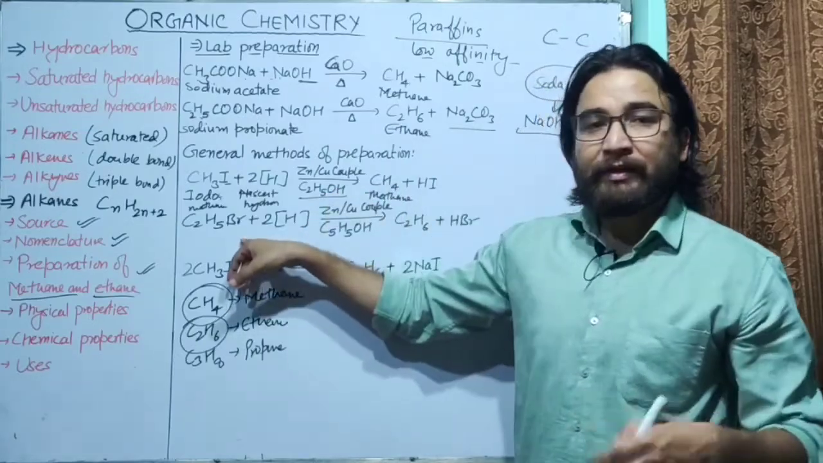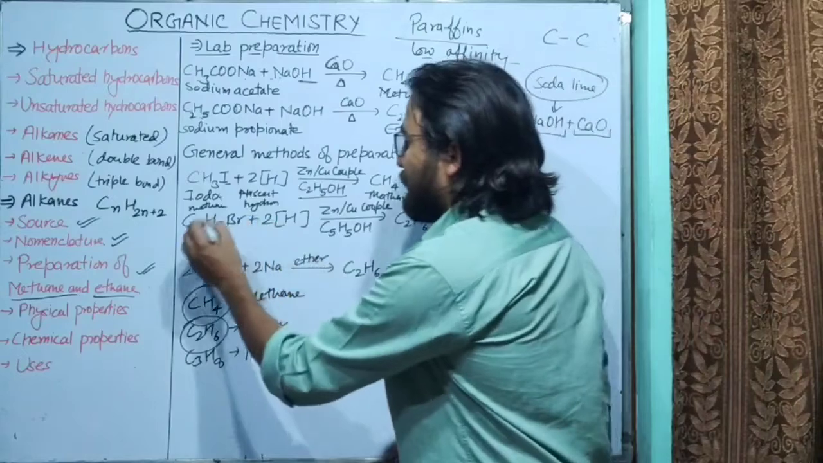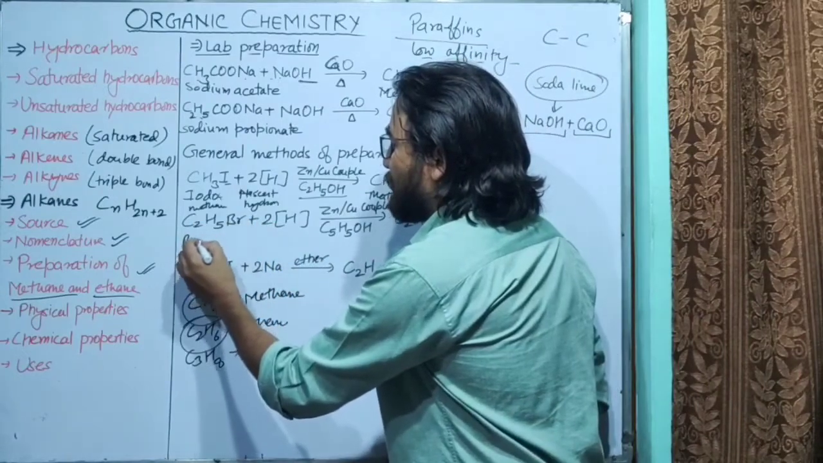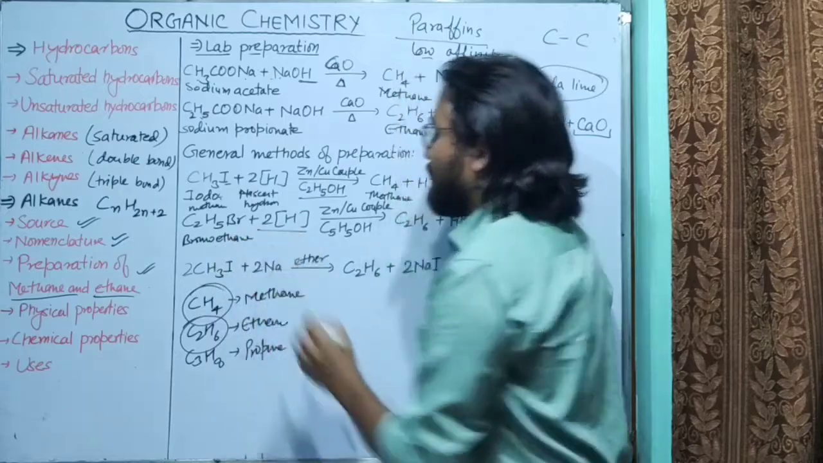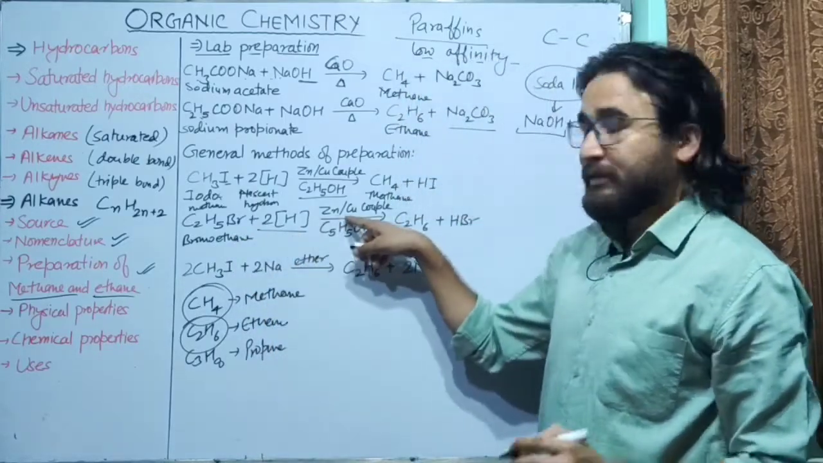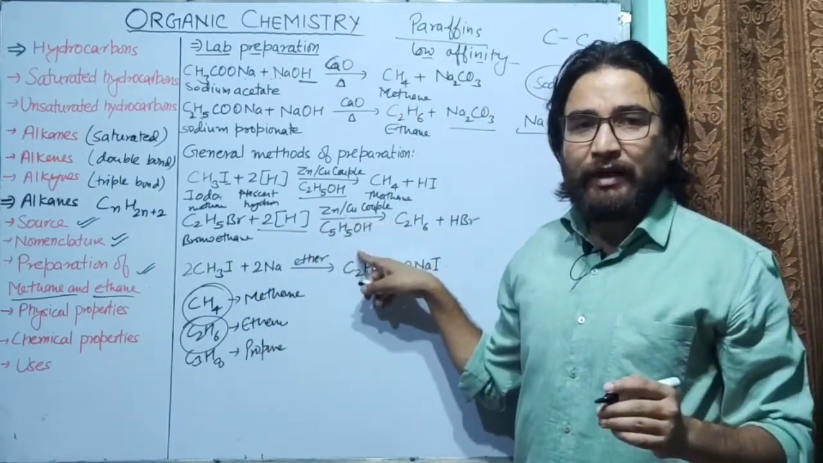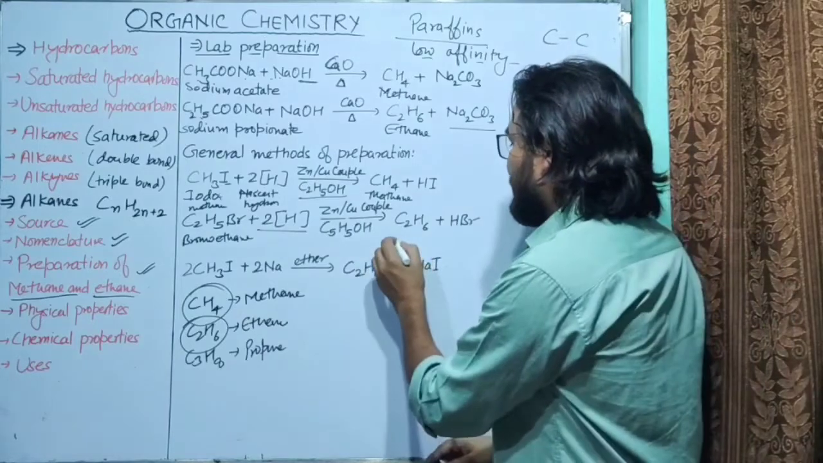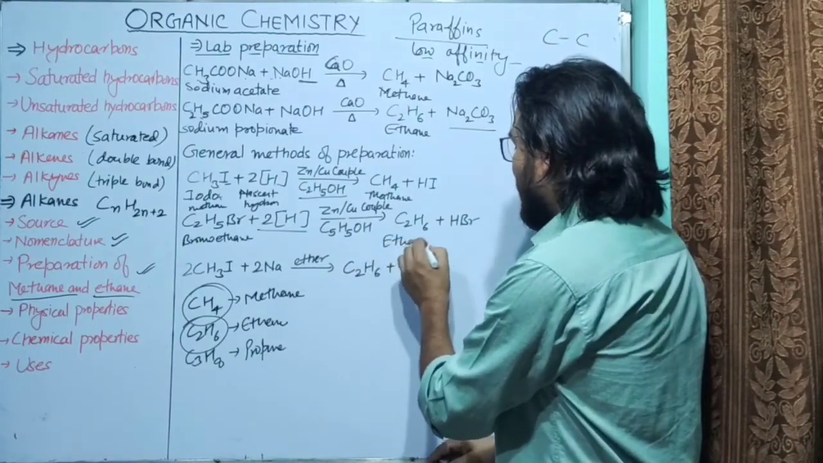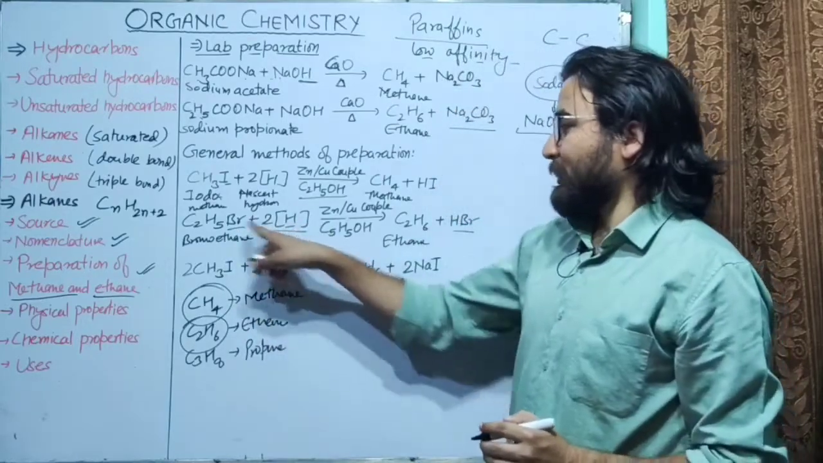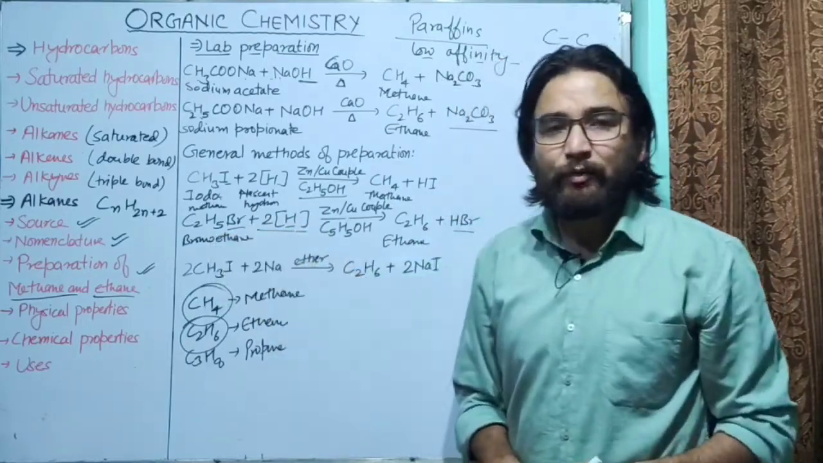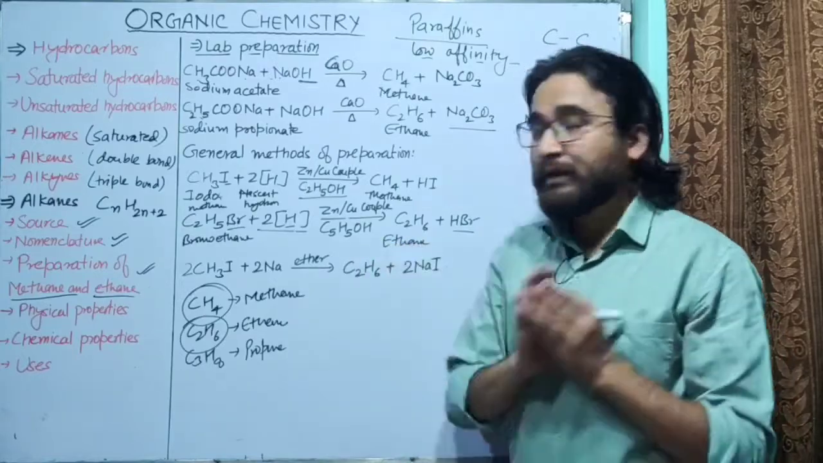Now if you want to prepare ethane, what will we use? We will use bromoethane along with nascent hydrogen, in the same way zinc copper couple and alcohol, and we will get ethane and hydrogen bromide. So this bromine will combine with one hydrogen, and one hydrogen will replace the bromine atom. So this is how we can prepare ethane.